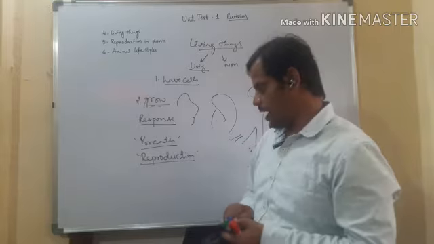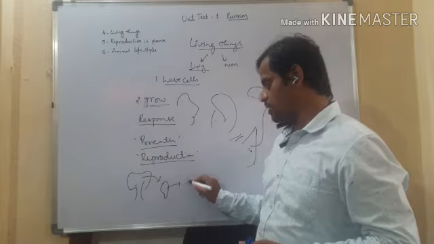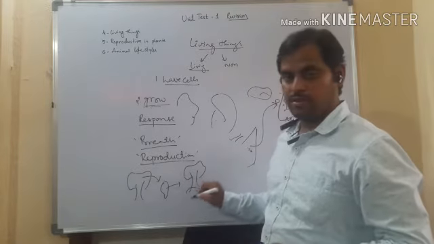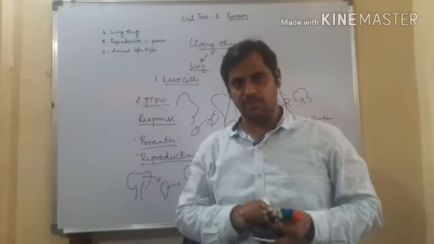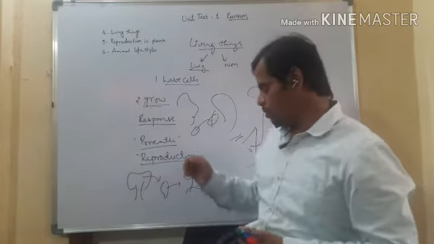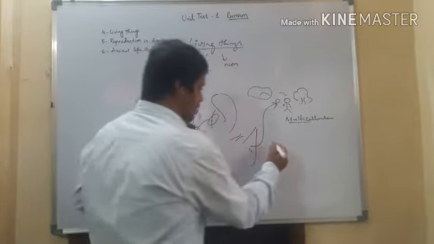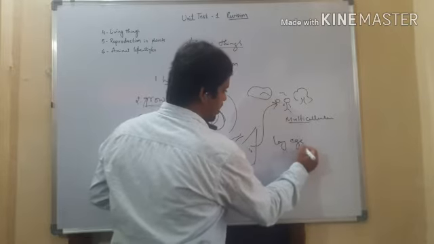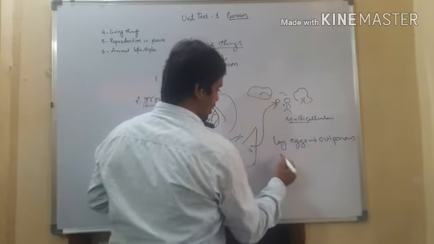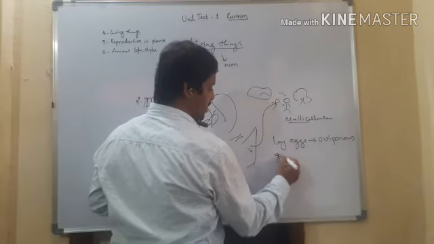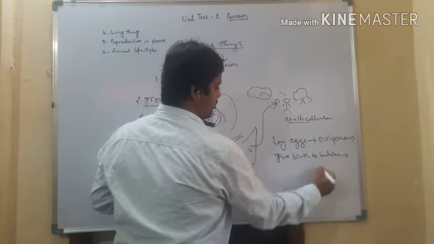For example, if it is a mango plant, the mango seed can produce another mango plant, right. A cat gives birth to another cat, a dog gives birth to another dog, an elephant gives birth to another elephant. So whatever the organisms, the animals which lay eggs are called oviparous. And whatever the animals that give birth to babies are called viviparous.